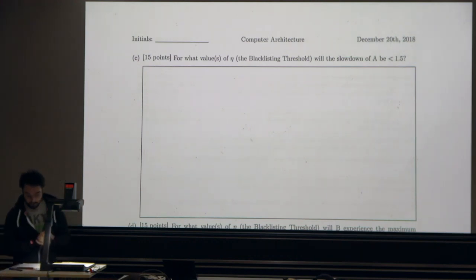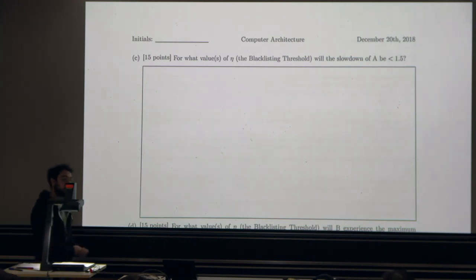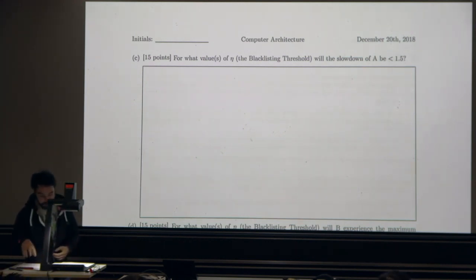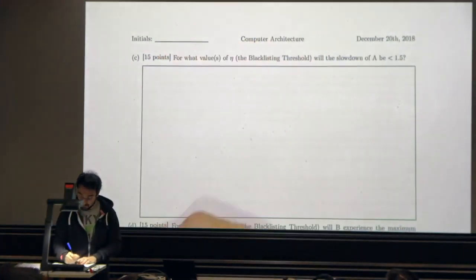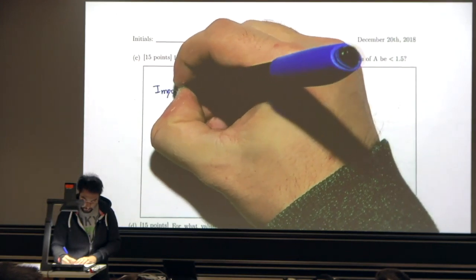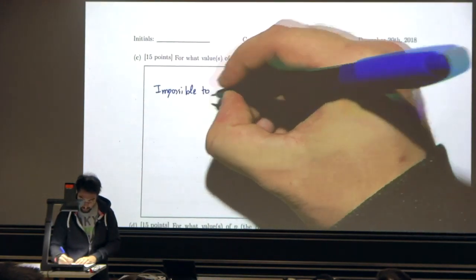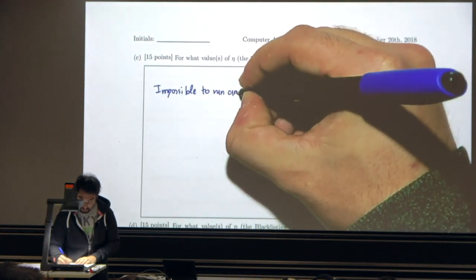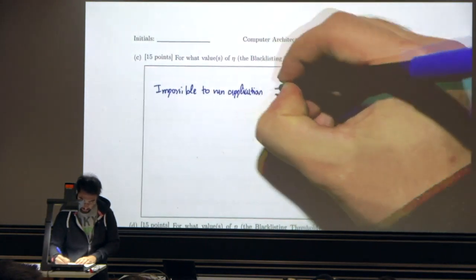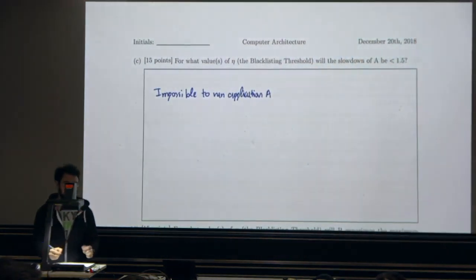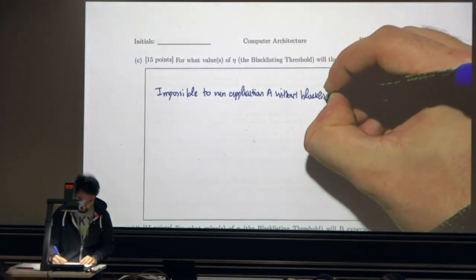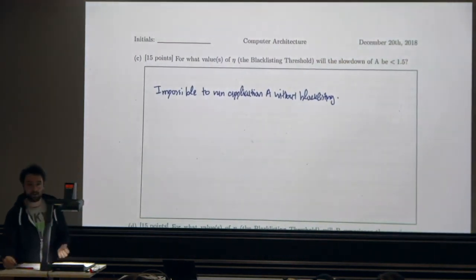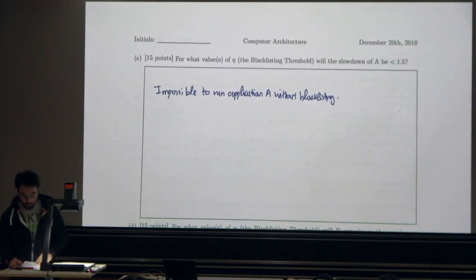We cannot have the A application running and the B application blacklisted and the A not blacklisted. So in this case, this cannot happen. This is impossible. If you check the patterns, it's impossible to run application A without blacklisting it and blacklisting B. If n is greater than 0, right?